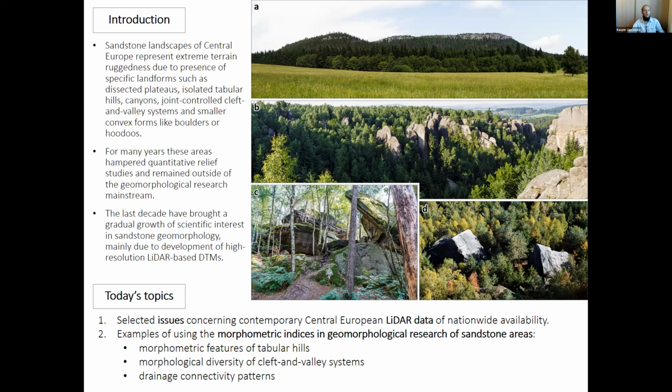So today's topics are, firstly, main issues with airborne LiDAR data, which we had and still have to deal with, and why? Because we see the matter of the quality of the elevation data as fundamental in this particular case. And secondly, I will present 3 examples of using the morphometric indices in geomorphological research in sandstone areas, as you can see below: morphometric features of tabular hills, diversity of cleft and valley systems, and drainage connectivity patterns.